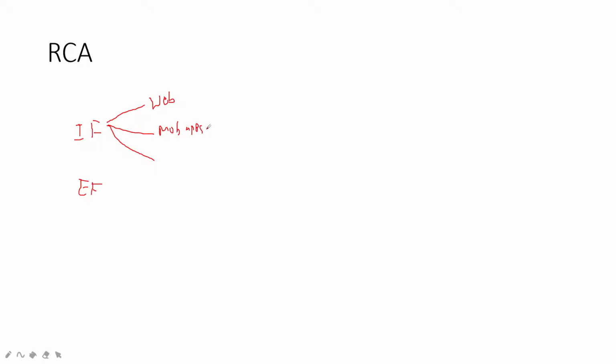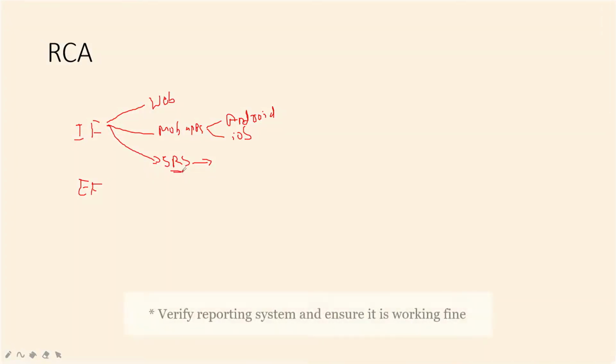Mobile apps. In mobile apps there can be Android or iOS, and there can be a sales reporting system in the company. And firstly we need to make sure that the sales reporting system is working fine and there are no changes that happened to this system recently and it is not giving any false or incorrect result of sales. So let us assume this is working fine.